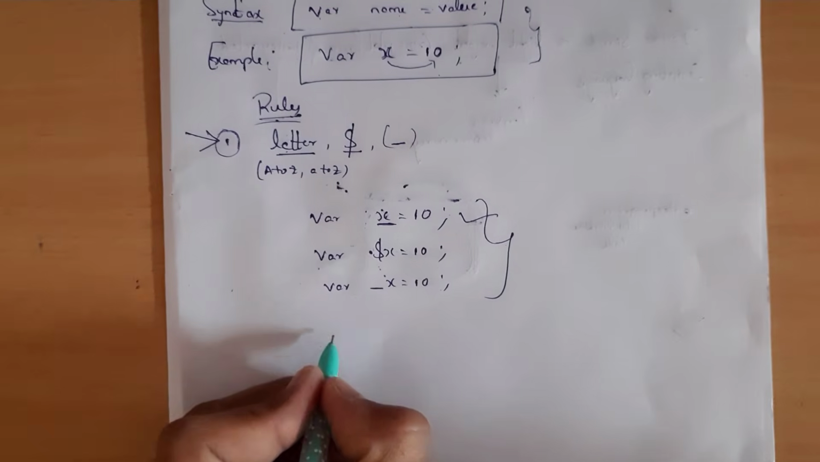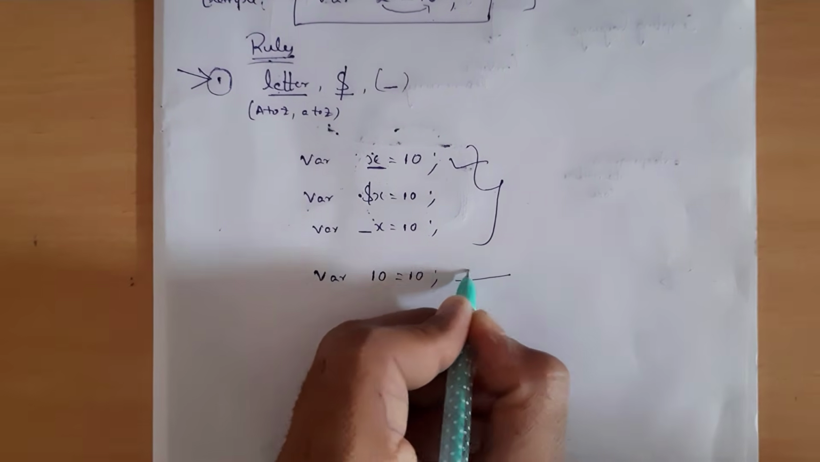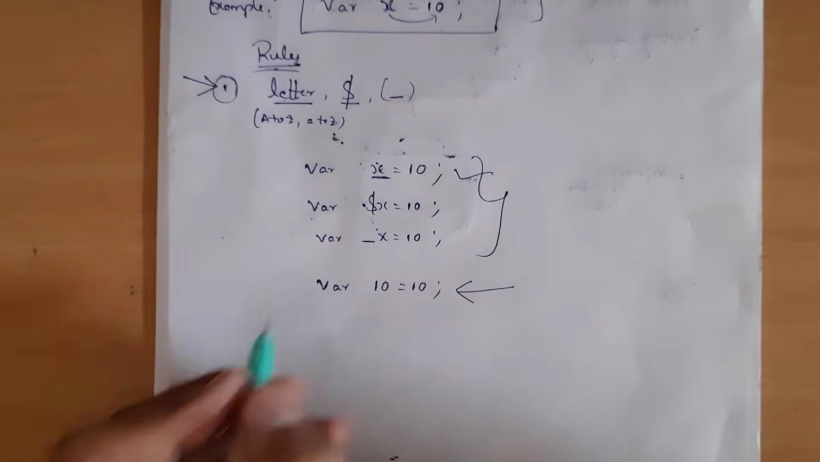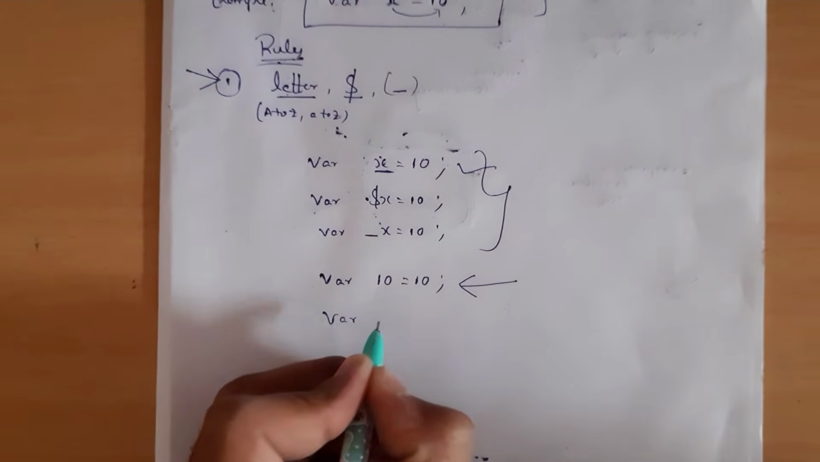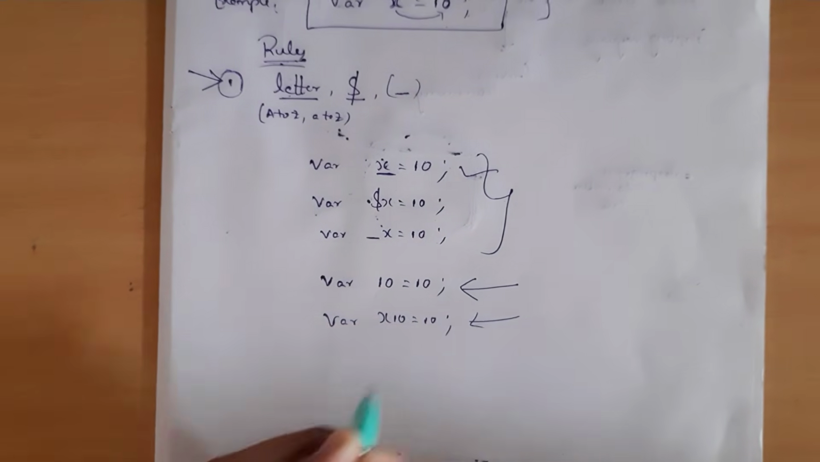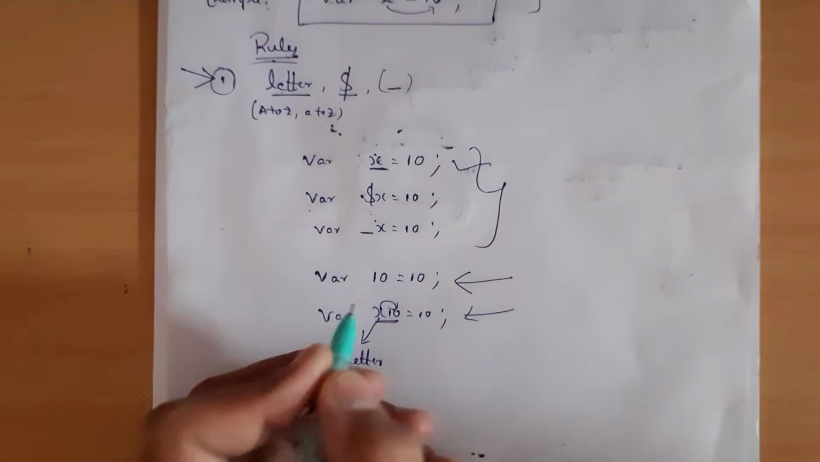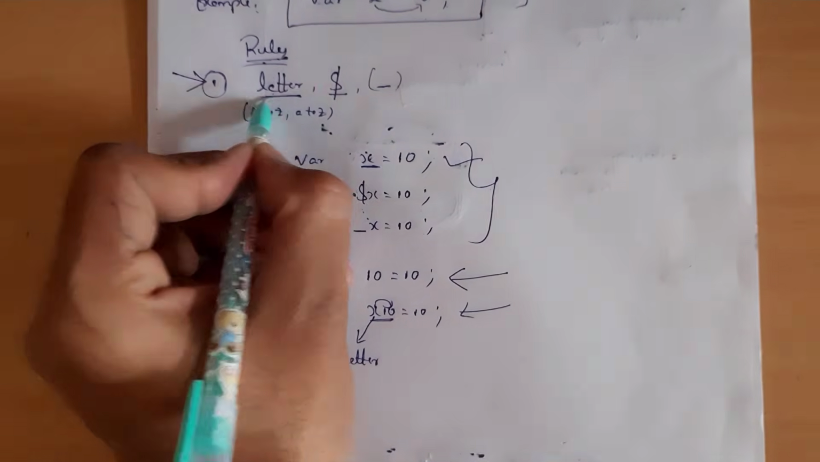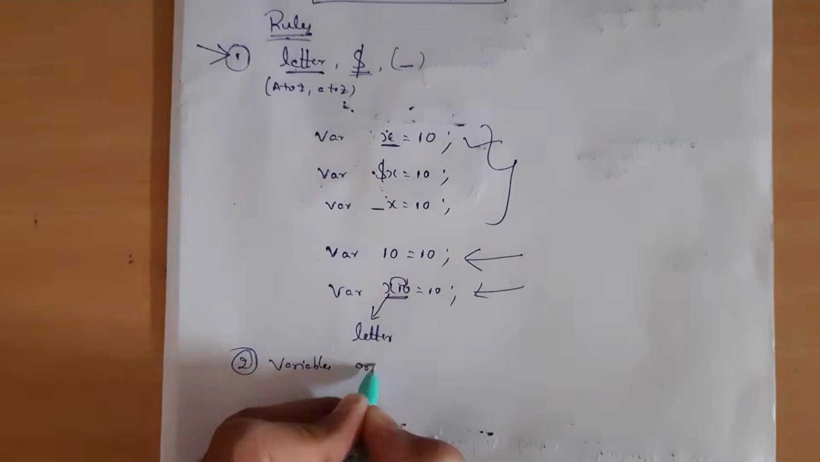For example, if I declare like this, variable 10 equal to 10, it will display an error because we cannot start a name with a number, but we can use digits after writing a letter. For example, variable x10 equal to 10. We can start like this because at first I declared a letter and after that I wrote a number. This is the first rule. The name must start with a letter, a $ sign or an underscore. And the next rule is variables are case sensitive.